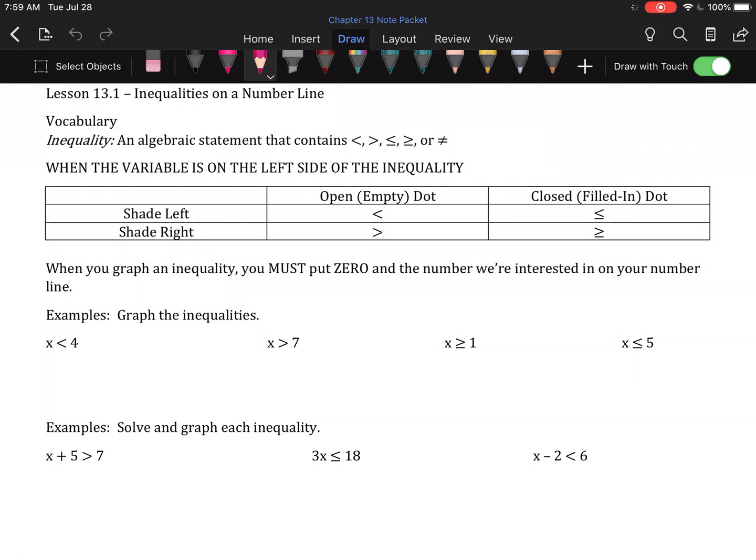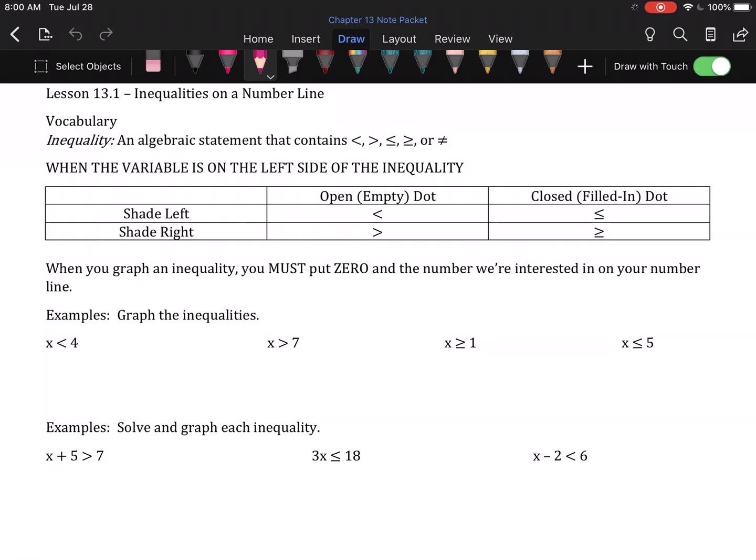This chart here is true when the variable is on the left side of the inequality, which I'm reasonably certain all of our problems in 6th grade will have. But in the future, in pre-algebra, algebra 1, and beyond, sometimes the variable will be on the right side. And then this table isn't quite right.